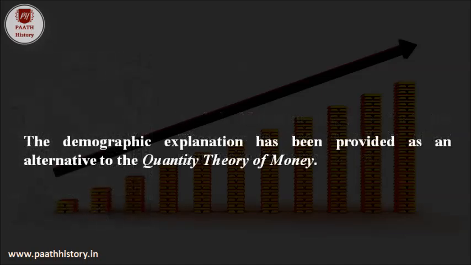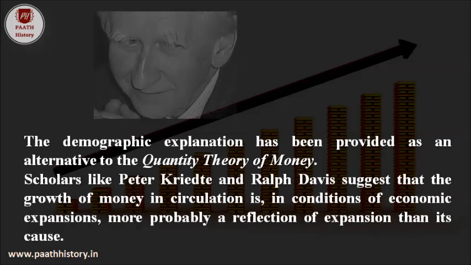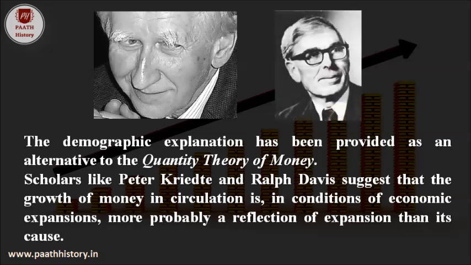The demographic explanation has been provided as an alternative to the quantity theory of money. Scholars like Peter Creed and Ralph Davis suggest that the growth of money in circulation is, in conditions of economic expansions, more probably a reflection of expansion than its cause.